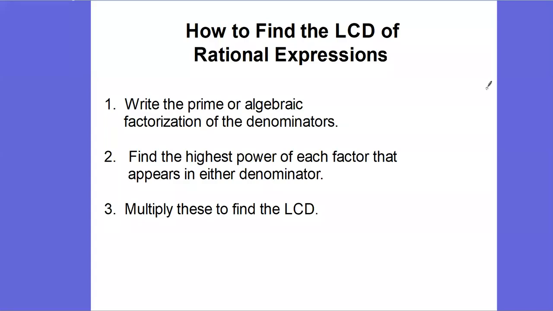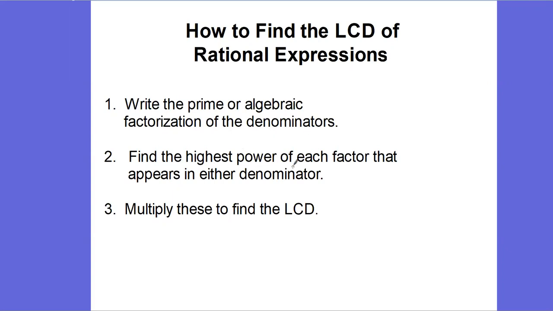So anytime that you are finding the least common denominator of rational expressions, here's a couple steps that you can follow to kind of help you out. Step number one, write the prime or algebraic factorization of the denominator. So just break it down. Figure out what times what gives you whatever's in those denominators.